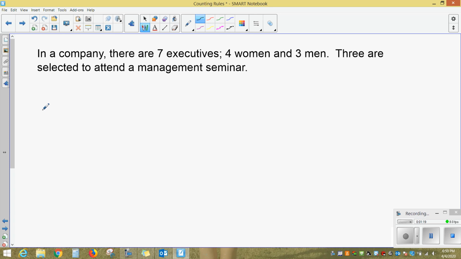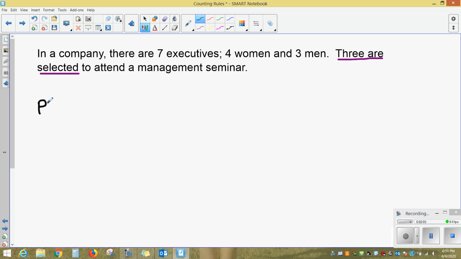So in a company, there's 7 executives. We've got 4 women and 3 men. We're going to pick 3 to attend a management seminar. So it says 3 are selected to attend the management seminar. Now, if we're just thinking about the number of ways of choosing 3 people from the 7, and I used the word choose on purpose, it doesn't say that we are electing officers for this group, or we're selecting them to go one at a time in a certain order. We just need a group of 3 people out of the 7 that we're starting with. Okay, we know that the total, that'll be a combination that we'll be working with.